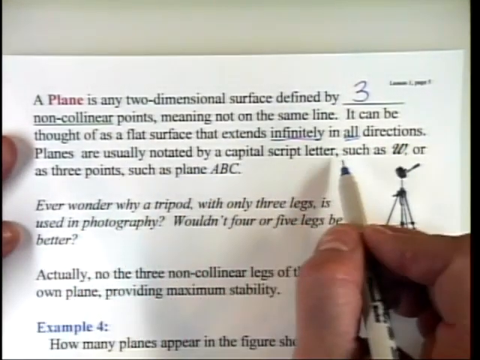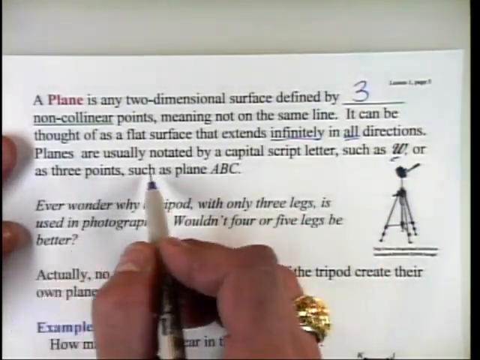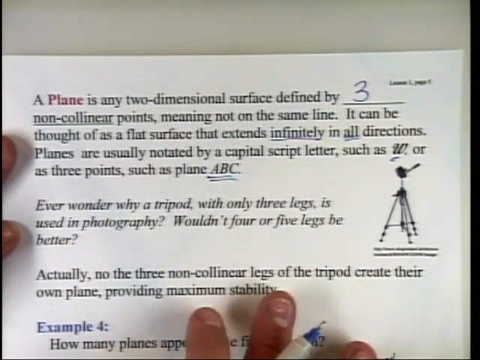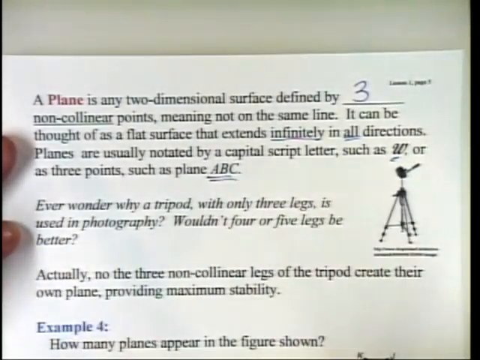Planes are usually notated by a capital script letter such as W or as 3 points such as plane ABC. Now this paper on which I'm writing is a representation of a plane, but it's not infinitely large, so it's just a model of the plane.